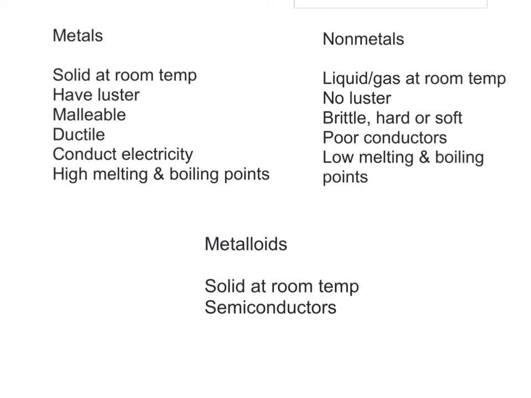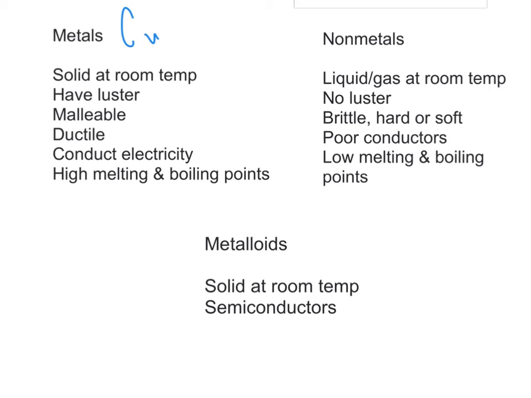When I think of my properties of my metal, I think of copper. And copper, if we think about it, copper is a solid at room temperature. It has luster, which means it's shiny. It's malleable, which means we can pound it into sheets. It's ductile, which means we can pound it into thin wires. And you think of copper, we have copper wires in our homes. They conduct electricity, and if we were to melt or boil them, it'd have to be extremely high.